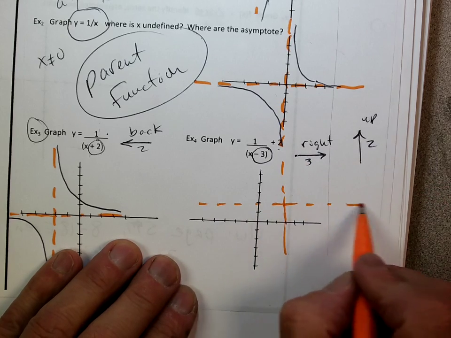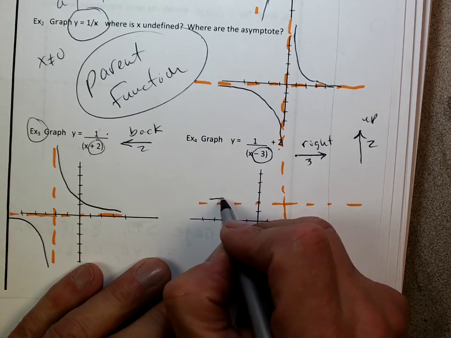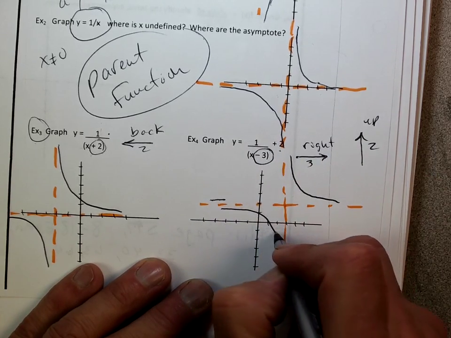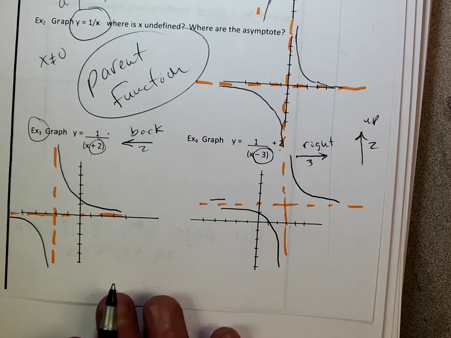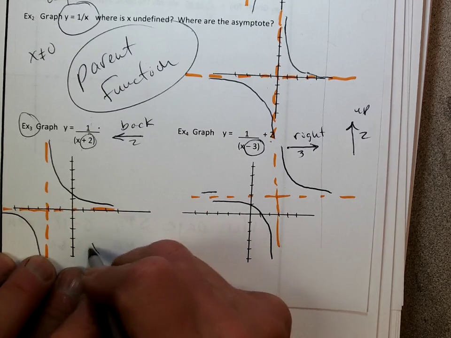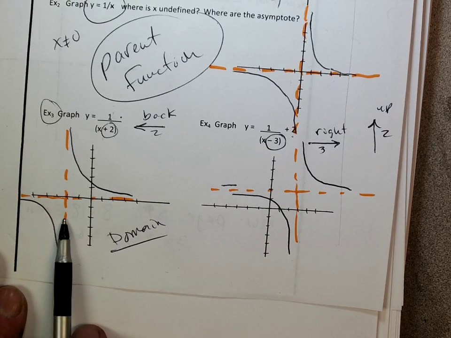So I just move the asymptotes, and then what I can do is just put my graph in. So my graph's going to look like this and like this. All right. Okay, real quick, before I flip the page, what's the domain of this graph?